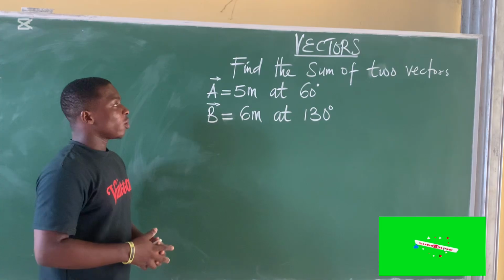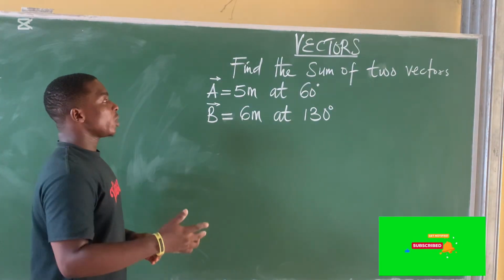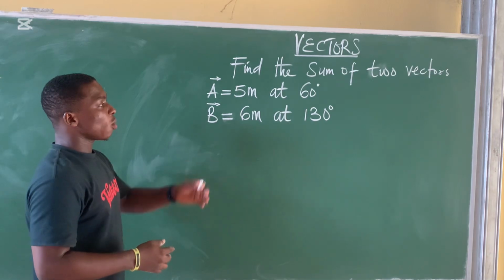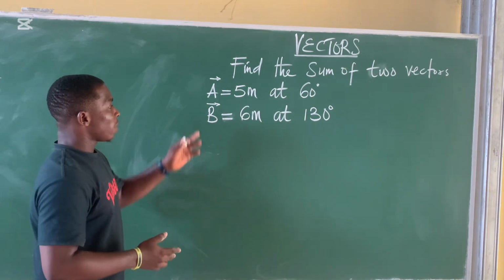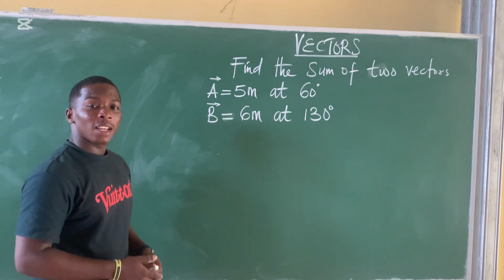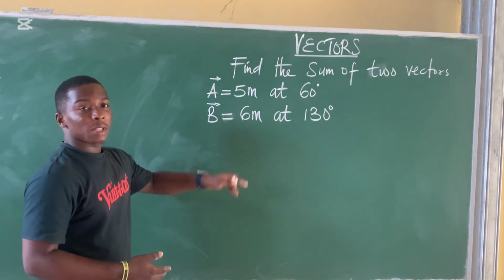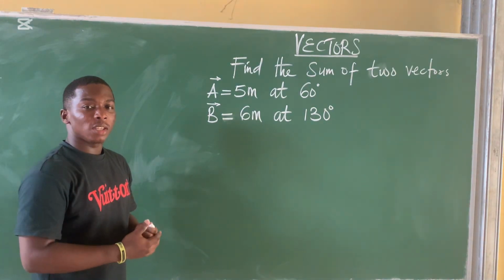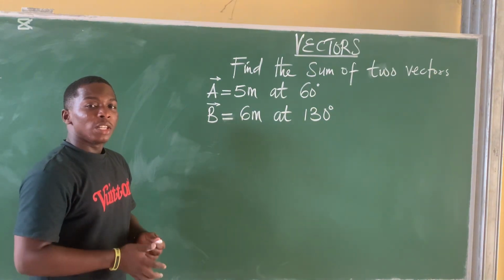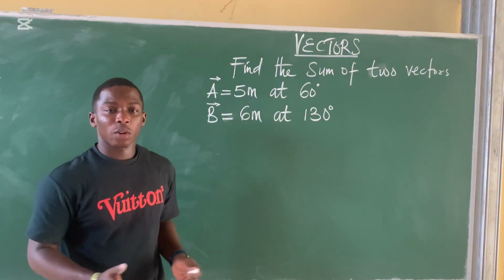Okay, today's class on vectors, we have a question on the board. The question says, find the sum of two vectors. We have the first vector A being equal to 5 meters at 60 degrees and vector B, 6 meters at 130 degrees. Alright, this is under representation of vectors using graphical form.